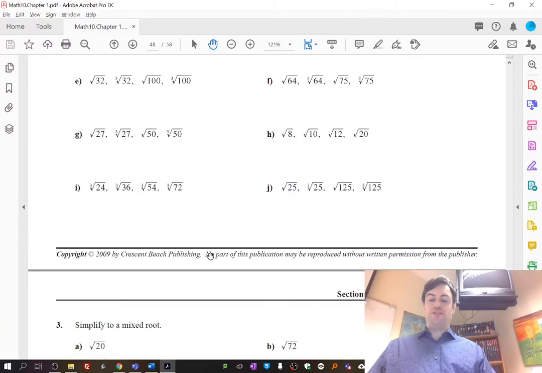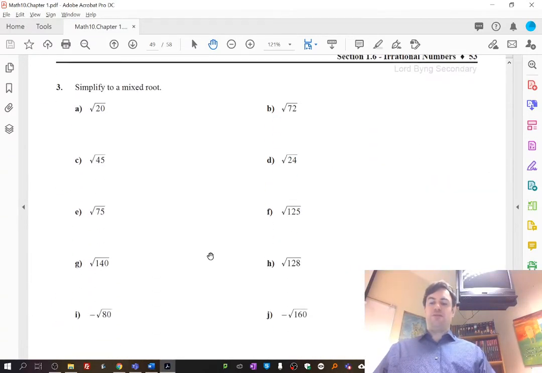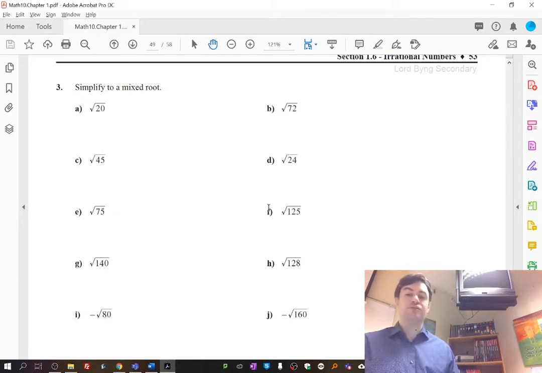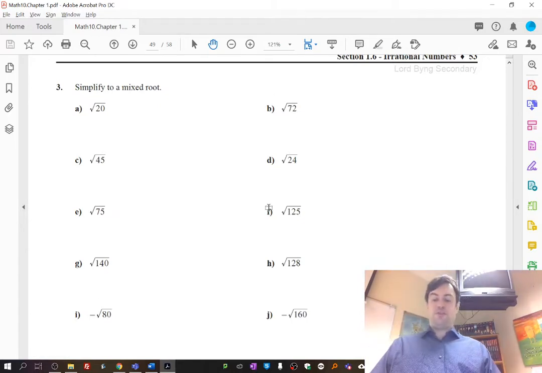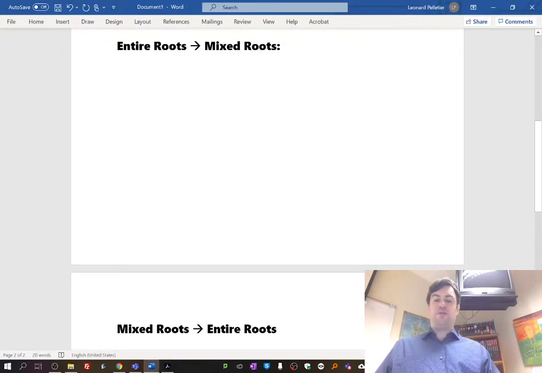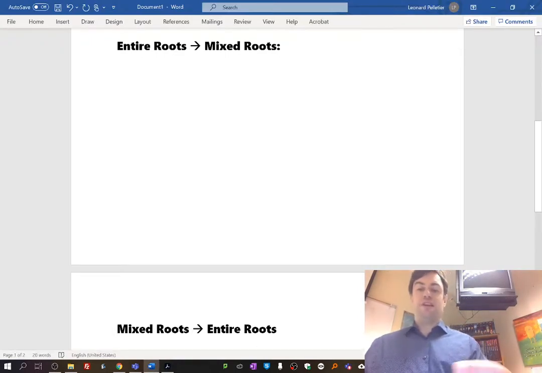We're going to skip question 2. Here's question 3, for example. This is us being asked to take these entire roots and convert them to mixed roots. So let's take an example of the first question.